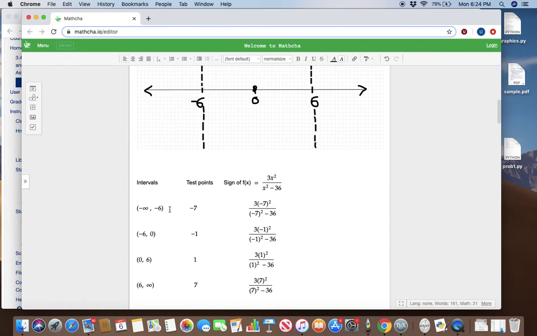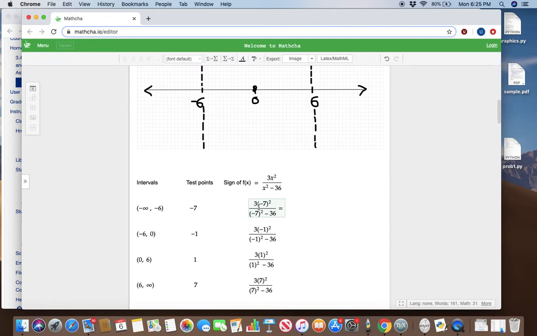Choose any number from this left hand side, this particular huge interval. Any number. I chose negative 7. That is my test point. I'll plug in negative 7 in this expression. I've just written down negative 7 in parentheses for x. I don't care about the actual value. I just want to see the sign.